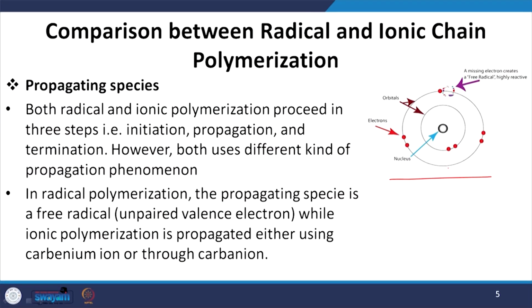So you can see here the different approaches of molecular structure, like nucleus, electrons, orbitals. Now this particular point is very attractive with respect to the free radical. This is the missing electron. If you recall the previous lecture where we discussed the ionic as well as the radical concept, the missing electron over here creates a free radical, and that free radical is highly reactive in nature. So this is the difference between the radical and ionic chain polymerization.